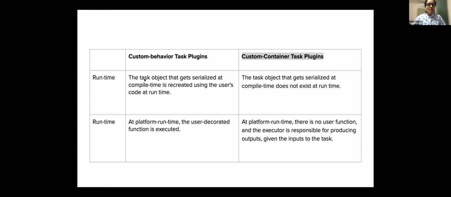Going on to the next difference, the task object that gets serialized at compile time is recreated using the user's code at runtime. In a custom container task plugin, the task object that gets serialized at compile time does not exist at runtime. It's because we have executor. We don't need the task anymore. It's the job of the executor to run the task. At platform runtime, the user decorated function is executed, whereas in a custom container task plugin, there is no user function. It's the job of the executor to produce the outputs and accept the inputs that are given to the task.